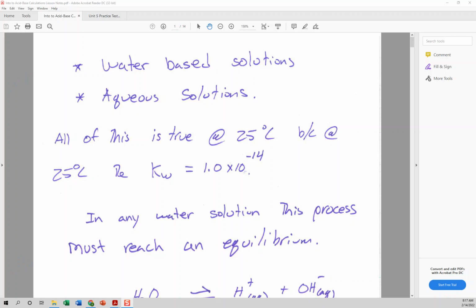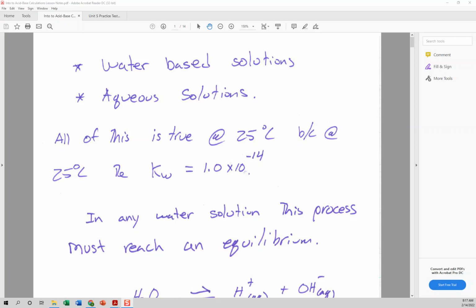All right, so we should have a basic idea of what an acid is and what a base is. And we know we have different theories. So the different acid-base theories: you have your Arrhenius acid-base theory, your Bronsted-Lowry acid-base theory, and your Lewis acid-base theory. If I ask you what an acid is, it really depends on what my definition is. Are we talking about an Arrhenius acid? A Bronsted-Lowry acid? A Lewis acid? And if I ask you what a base is, it's the same thing.